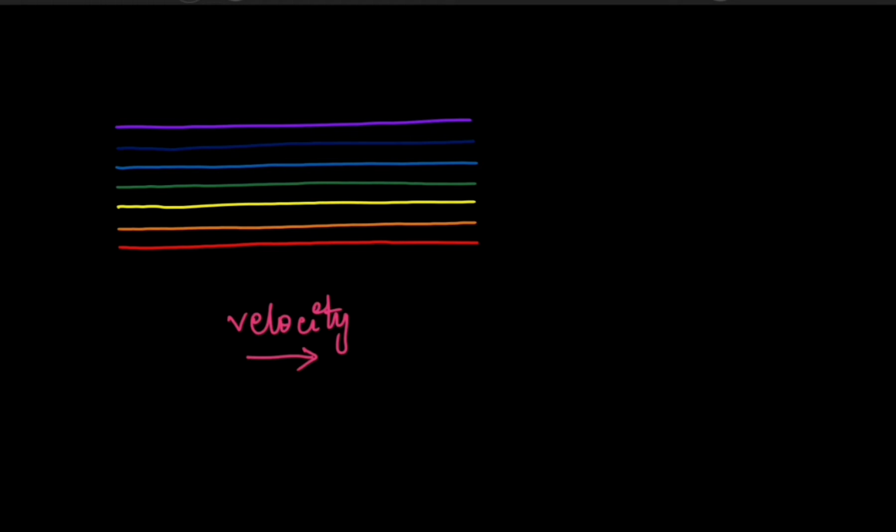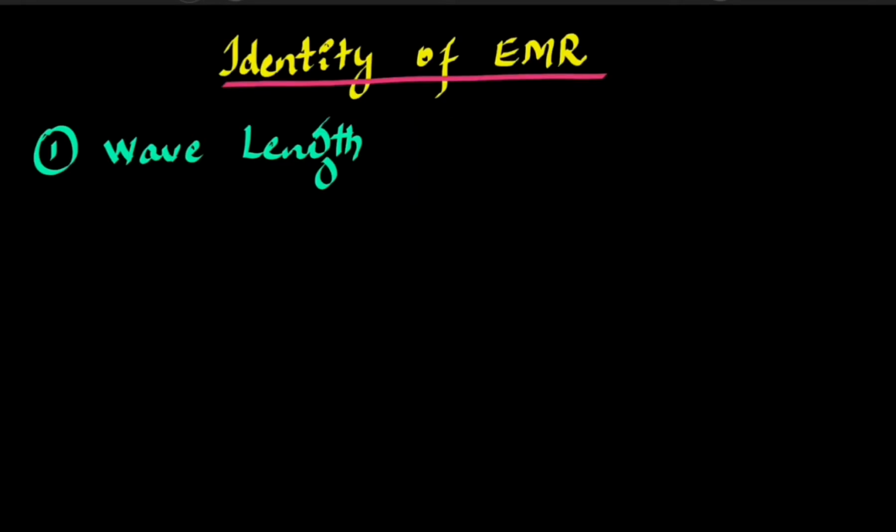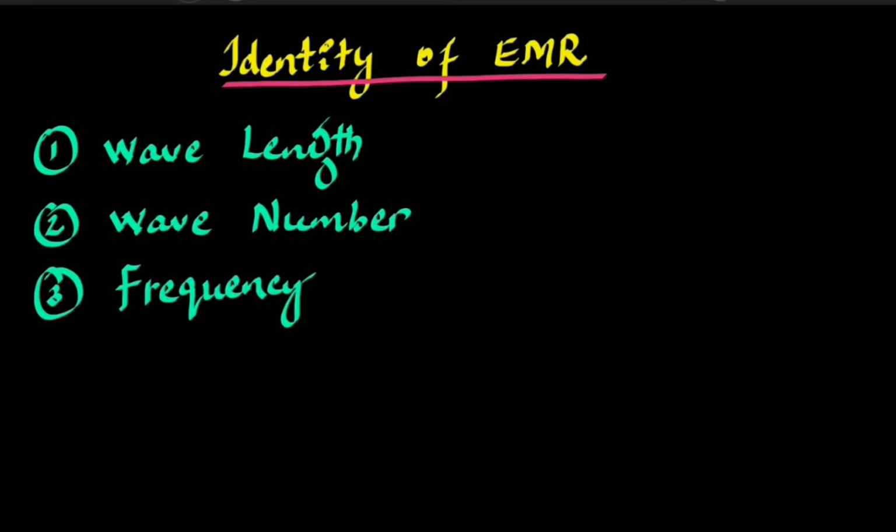Now, whatever electromagnetic radiation that one chooses, it can be characterized by some parameters, and these parameters are wavelength, wave number, and also frequency. Energy for any radiation is also important, that will be discussed later, but the identity for any radiation is given by these three parameters. One is the wavelength, the other the wave number, and the third one the frequency. Let me begin with the wavelength.